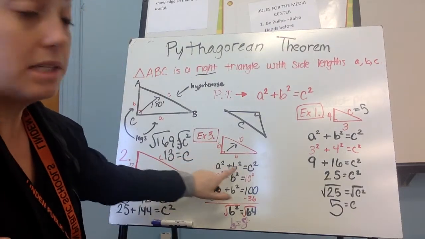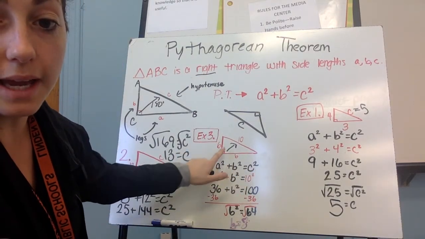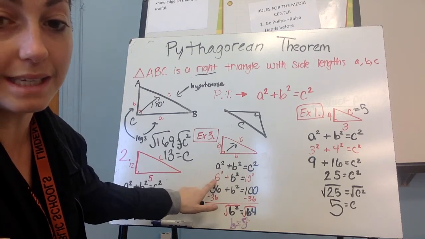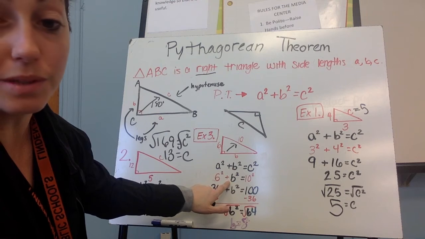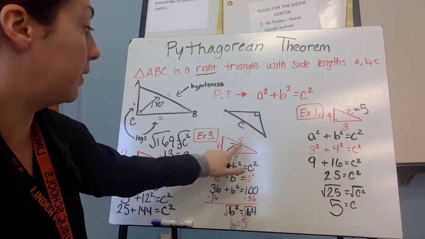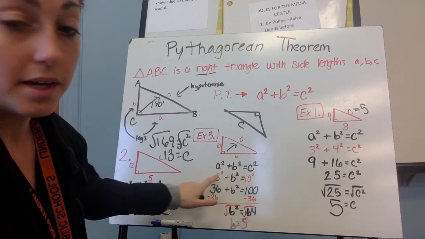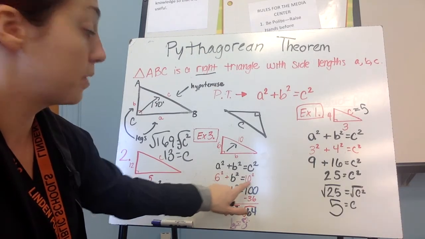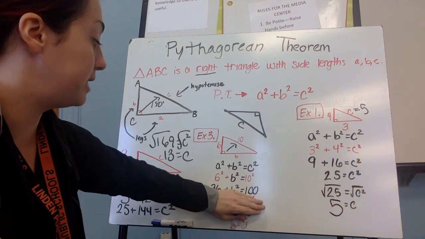Okay, so I've got a squared plus b squared equals c squared. My a is known, it's 6. My b is my unknown, so I keep it as a variable. And my c value, my hypotenuse, is 10. So now I've got to square these numbers. 6 squared is 36. b squared I don't know. 10 squared is 100. And I'm left here.